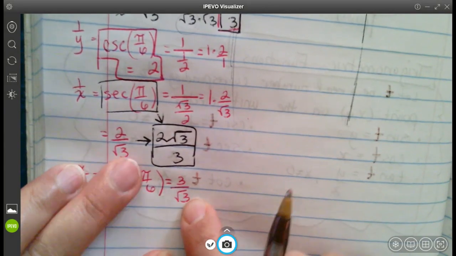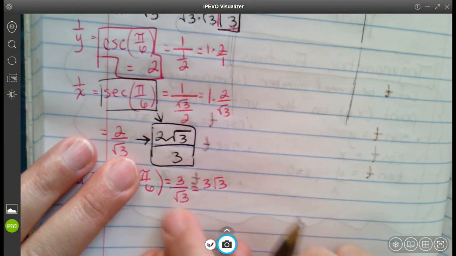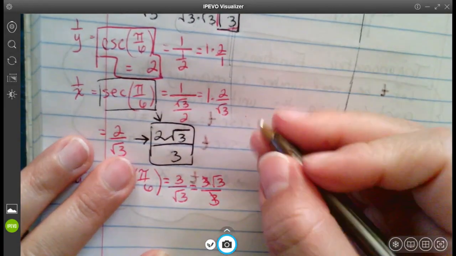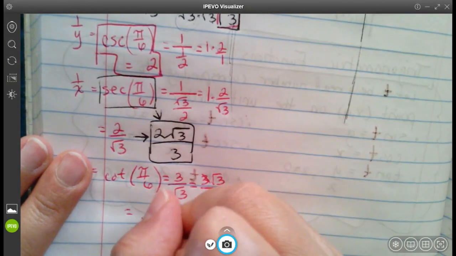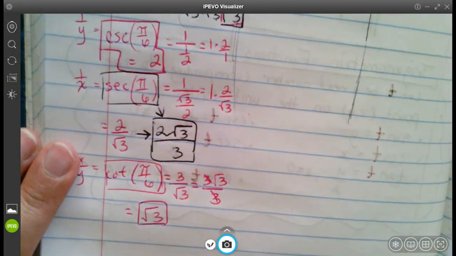Now again, we can't have this, so we're going to rewrite this 3 over square root of 3. So this guy comes up. We're left with the 3 on the bottom. These 3's are going to give me a 1, so we're just left with square root of 3 for cotangent.